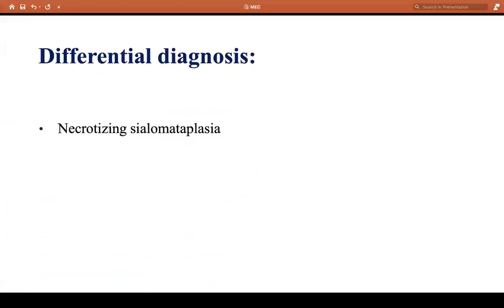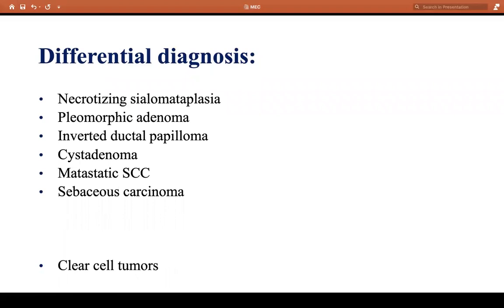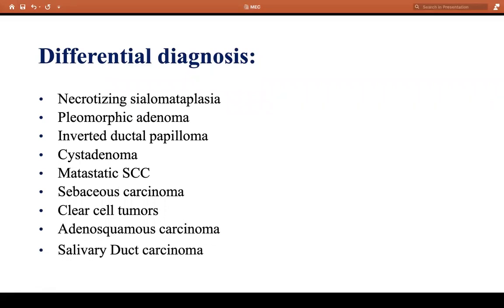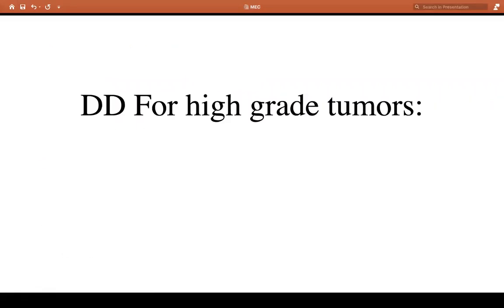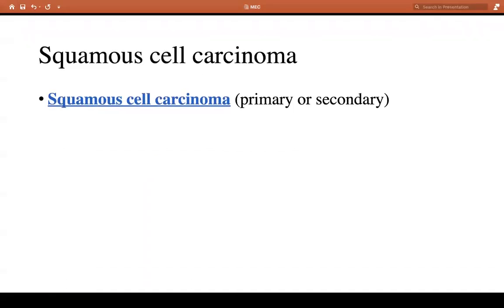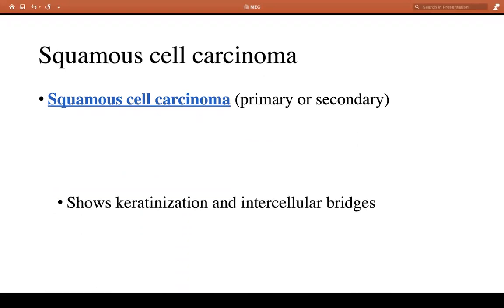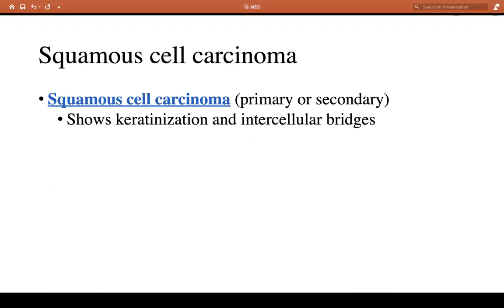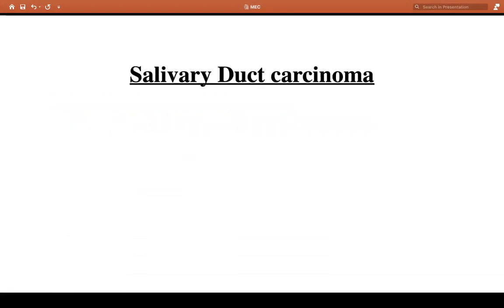Differential diagnosis is very important for the students and also for the clinicians. If it is high grade, what could be the differential diagnosis? Squamous cell carcinoma could be primary, could be secondary. Keratinization is there, intercellular bridges are there, lack of intermediate cells. Mucicarmine is negative.